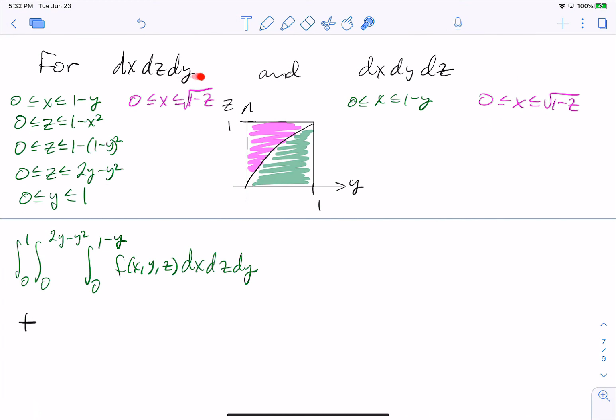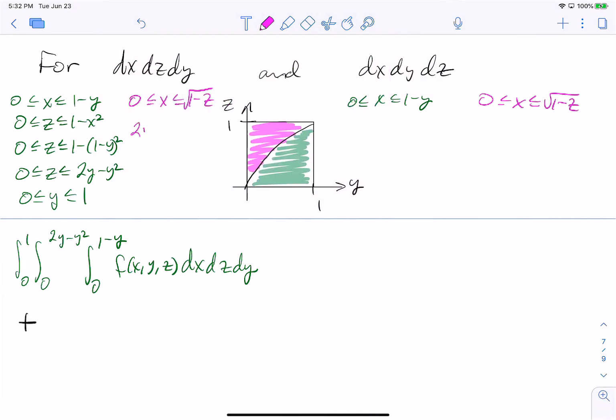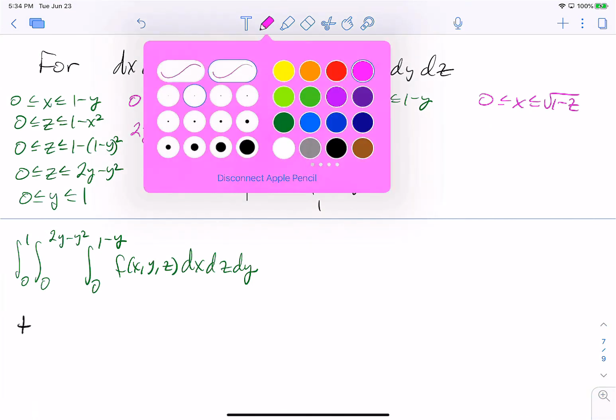We're still working on the order dx, dz, dy. We've already figured out the limits on x. Now we need the limits on z. Z goes from the curve up to 1. That curve, we already decided in terms of y, is 2y minus y squared. So z is going to go from 2y minus y squared to 1. And then y again goes from 0 to 1. So to the green iterated integral, we add what we just got from the pink one.